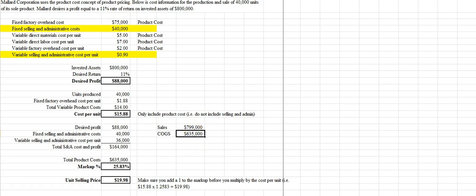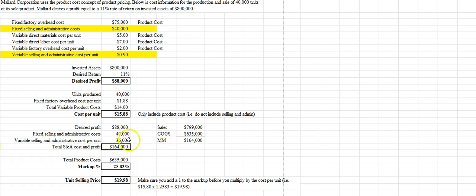And this here is going to be my manufacturing margin. Let me just put MM. Manufacturing margin, right? So my manufacturing margin is going to be 799 minus 635, which is 164.